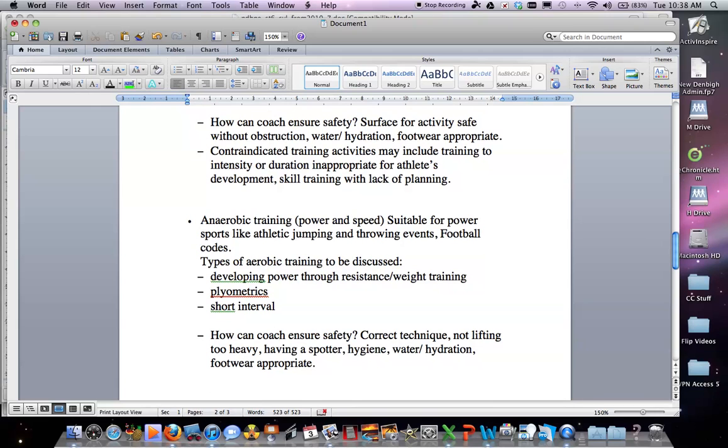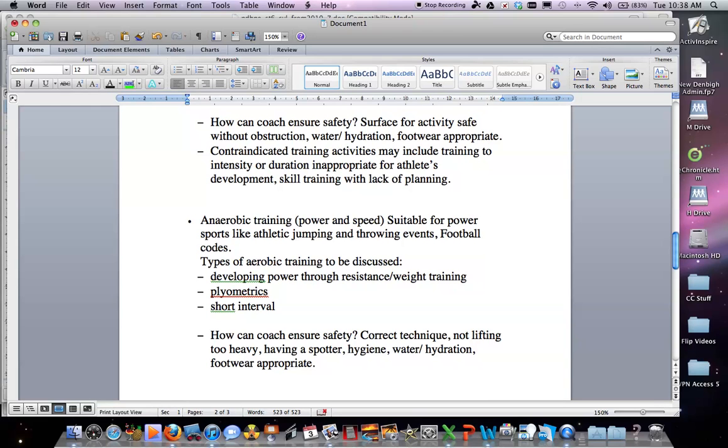Anaerobic training, which is power and speed, is suitable for power sports like athletics, jumping and throwing events. All the football codes would be incorporated into that. They would also all use some aspect of aerobic training, so that could be utilised in your examples. The methods of anaerobic training to be discussed would need to look at developing power through resistance and weight training, so that would be one area.